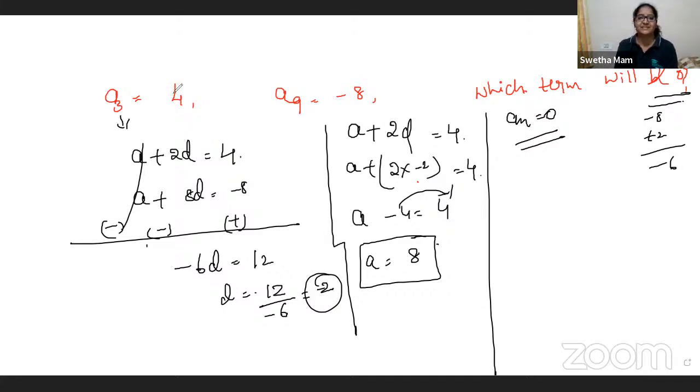See, the values are decreasing here. A3 is 4, A9 is minus 8.